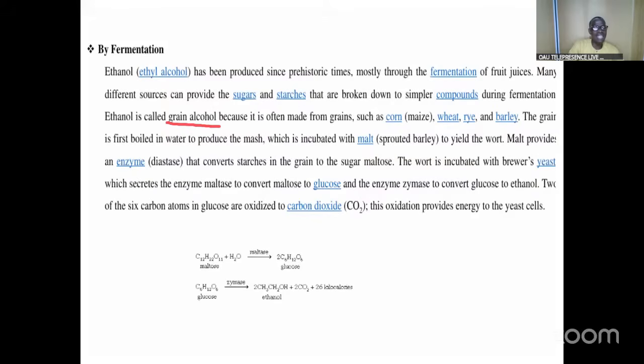Malt provides the enzyme called diastase that converts starches in the grain to the sugar maltose. The wort is then incubated with brewer's yeast, which secretes the enzyme maltase to convert maltose to glucose. You do a lot of this in food chemistry with Professor Otemuyiwa, which will come in the last part of this lecture. Professor Otemuyiwa will come and take you through this.